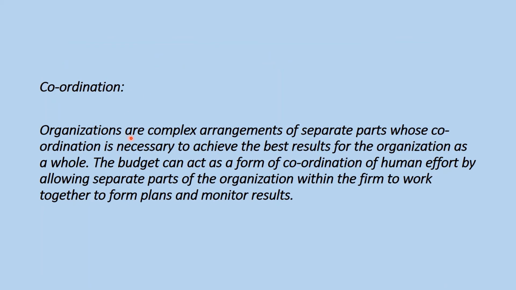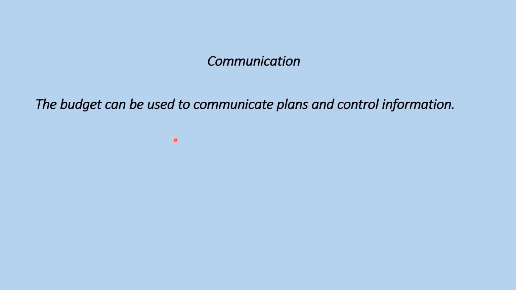Coordination. Organizations are complex arrangements of separate parts whose coordination is necessary to achieve the best result for the organization as a whole. The budget will act as a form of coordination of human effort by allowing separate parts of the organization within the firm to work together to form plans and monitor results. So that's coordination. Communication. The budget can be used to communicate plans and control information throughout the organization.